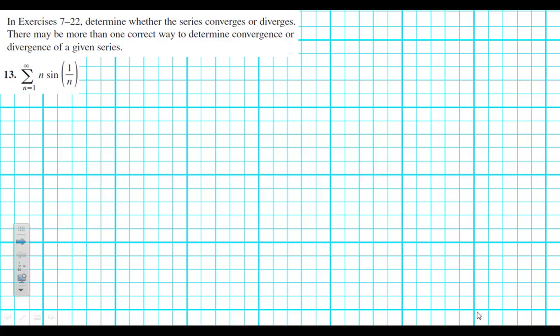Okay, here's problem number 13 from 9.5. What do we got in terms of trying to show convergence or divergence? Well, n's going to get big. What about sine of 1 over n? What's going to happen with that? It's going to go to 0, because as n gets big, 1 over n will go to 0. And so sine of 0 is about 0.